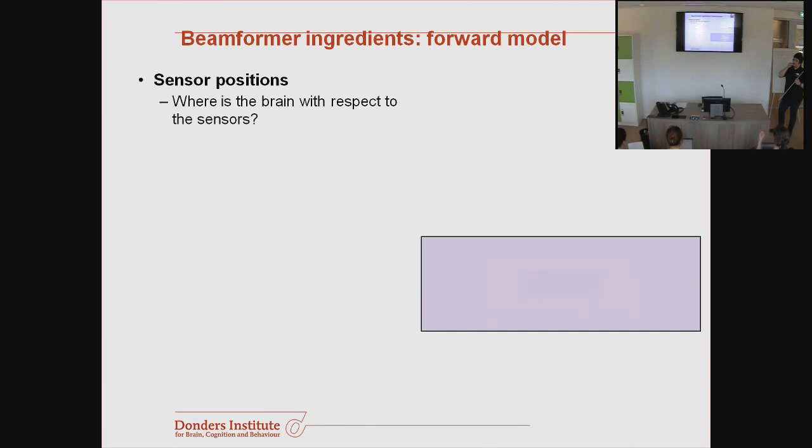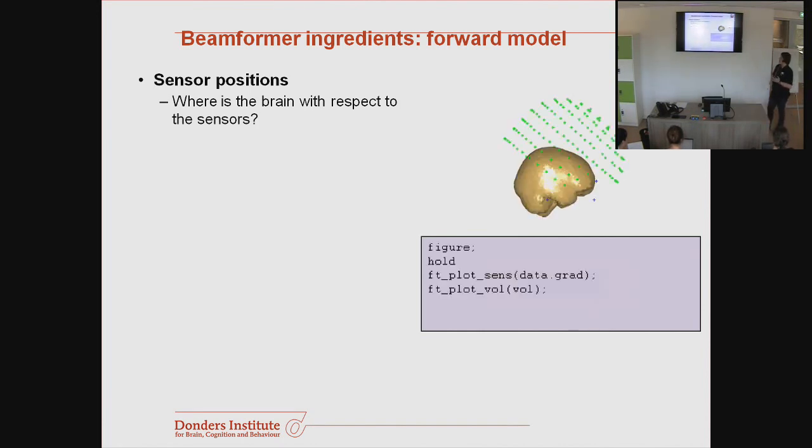So in computing the forward model, the first thing you would like to know, or you actually need to know, is where is the brain with respect to the sensors. And we have several FieldTrip functions that will allow you to answer these questions. The first one is ft_plot_sens, which is going to read the grad structure that is in your data, and is going to plot the sensors, which are plotted here in green. So this is the sensor array.